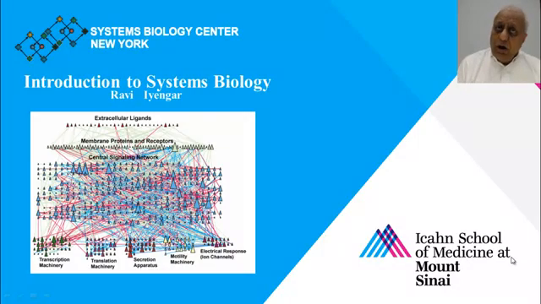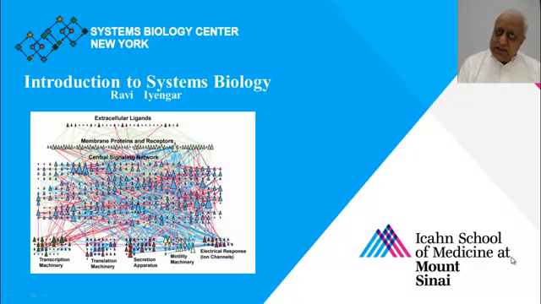I then move on to describing newer technologies, the omics technologies that allow us to study changes in many components at a time. These kinds of omic technologies, genomics and proteomics and so on, have become the hallmark or the defining characteristics of the experimental approaches used in systems biology.